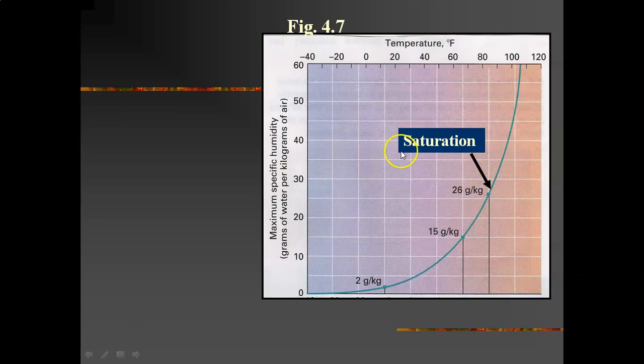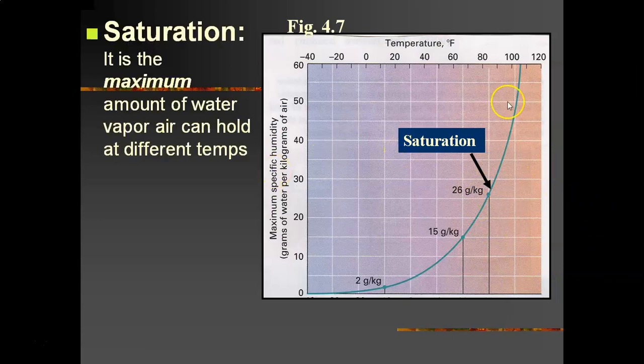All right, let's look at the term saturation. This green line here represents the saturation point for each temperature. So this saturation line represents the maximum amount of water vapor the air can hold at different temperatures. So we've just kind of alluded to that.